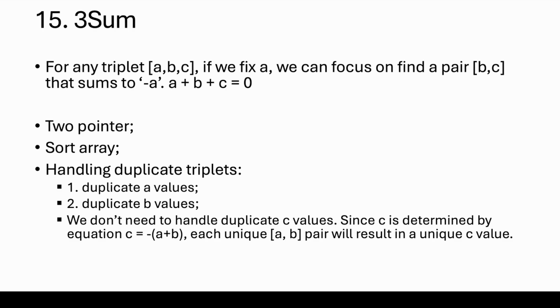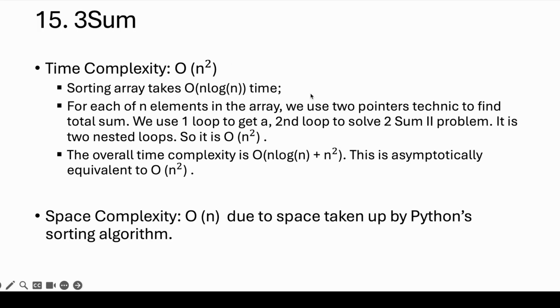This is a summary of how we solve the problem. One thing I want to call out is we handled duplicate A values, we handled duplicate B values, but we did not handle duplicate C values. It's because C is determined by the equation C equals minus (A plus B). Each unique A-B pair will result in a unique C value. For time complexity, it's O(n squared), and for space complexity, it's O(n), due to space taken up by Python's sorting algorithm.